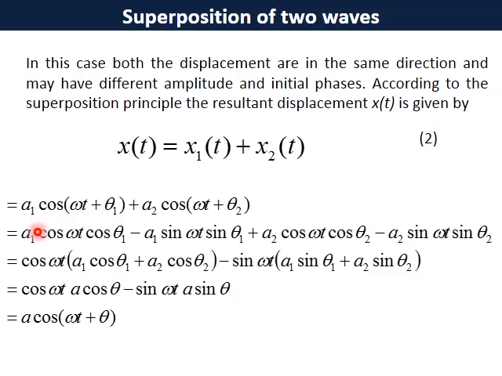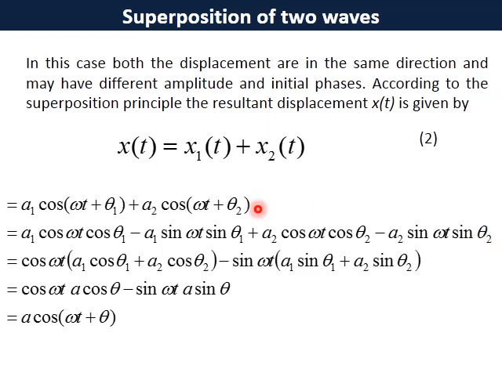So this gives me a1 cos omega t cos theta 1 minus a1 sin omega t sin theta 1. Similarly, using this cos(a + b), we have a2 cos omega t cos theta 2 minus a2 sin omega t sin theta 2.